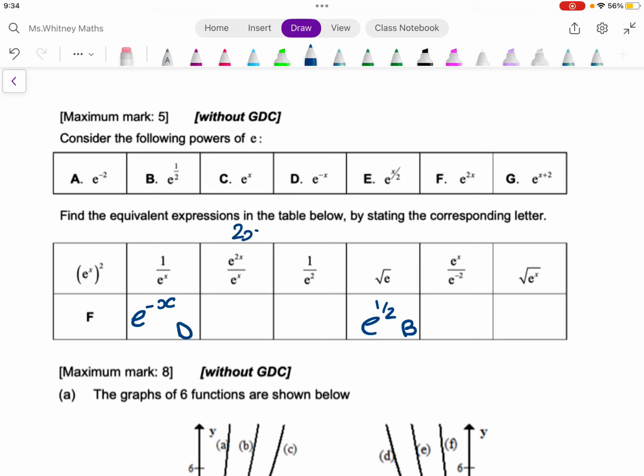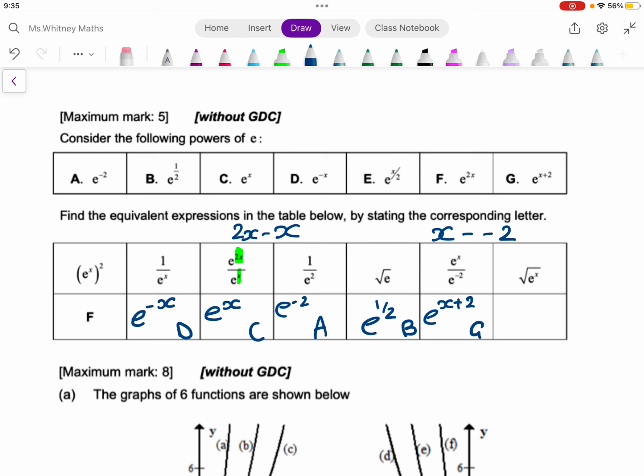So we get 2x minus x, because that's the power, because there's a division, just like we did in the last question. We get x, so e to the x, and that is just going to be c. Here we get e to the -2, so that is going to be a. And then over here, think about what we're doing. We're doing x, take away -2. That's what we do because we're dividing. So it actually becomes e to the x plus 2, and you have g for that.